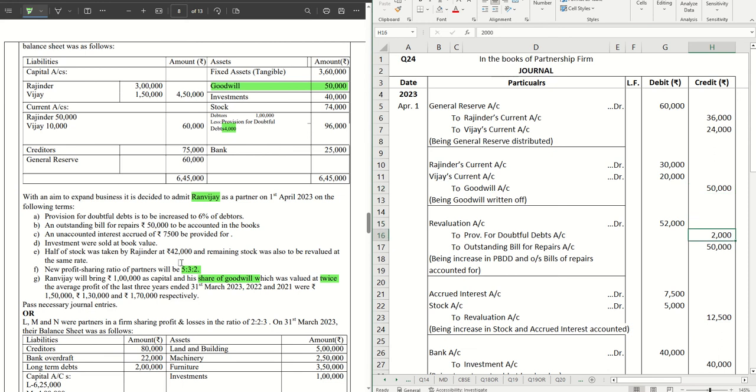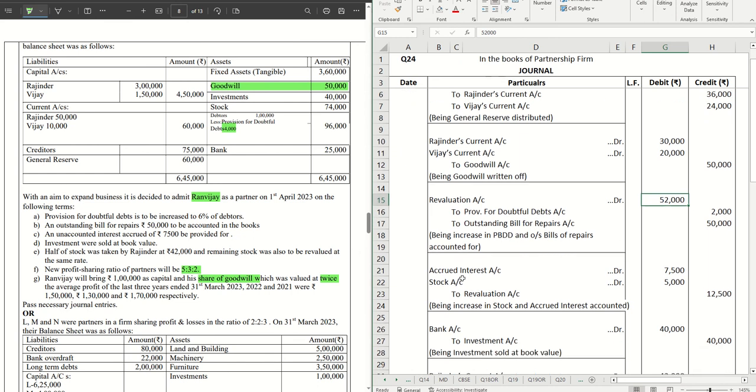Okay. Next, number B, an outstanding bill for repairs of 50,000 to be accounted in the books. This is also a liability. This will be created as well, outstanding bill for repairs 50,000, and both of these will be debited to revaluation account 52,000. Okay. Number C, an unrecorded interest accrued of 7,500 to be provided for. Now this is an asset, so this will be debited. Asset account is debited when there's an increase. So accrued interest account debit 7,500 here.